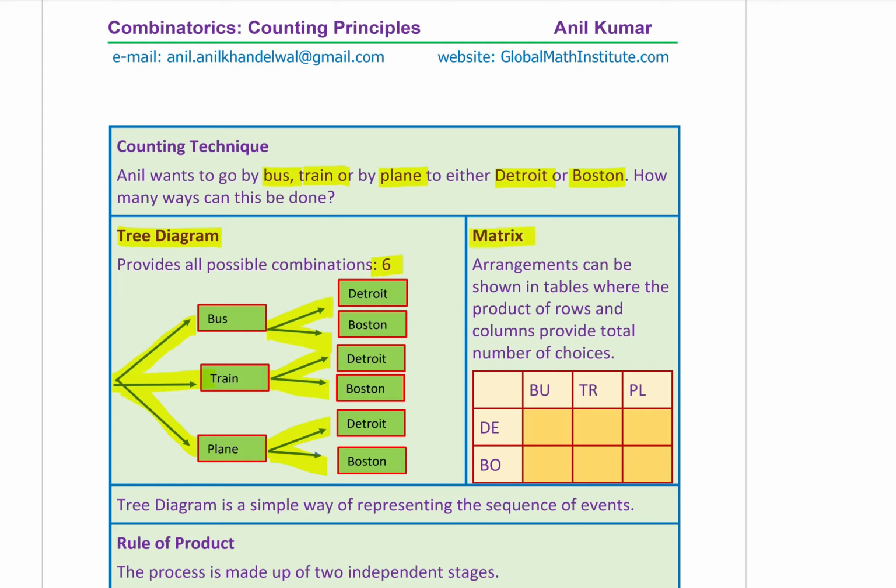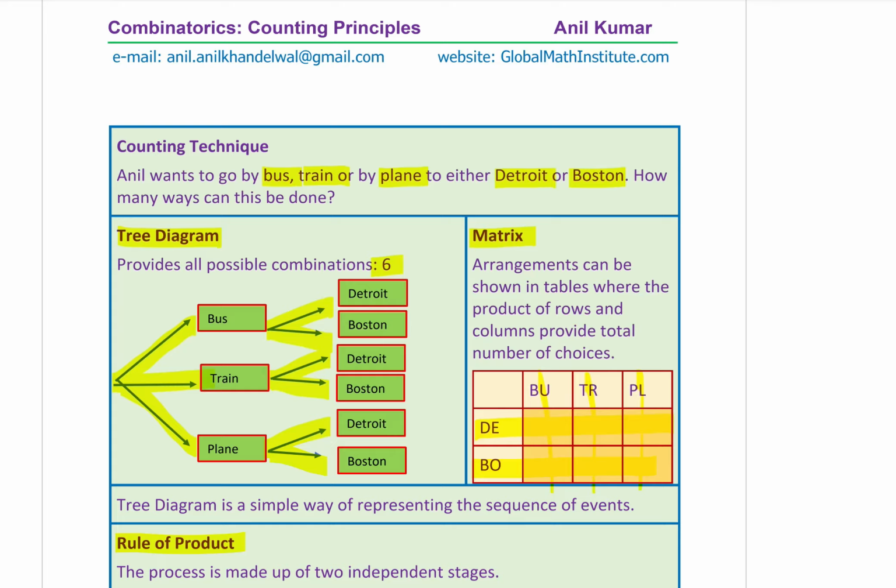You could also do it with the help of a matrix by drawing a table. In this case, you could have two rows and three columns. The two rows are the destinations Detroit and Boston, and the three columns are bus, train, and plane. That also gives you six cells or six choices. You get the idea. These techniques are very efficient if the data is very small, as in this particular example, and we can conveniently figure out the choices. But there is a rule of product, which we have seen in both cases, rows into columns, or the number of branches, the product 3 into 2.